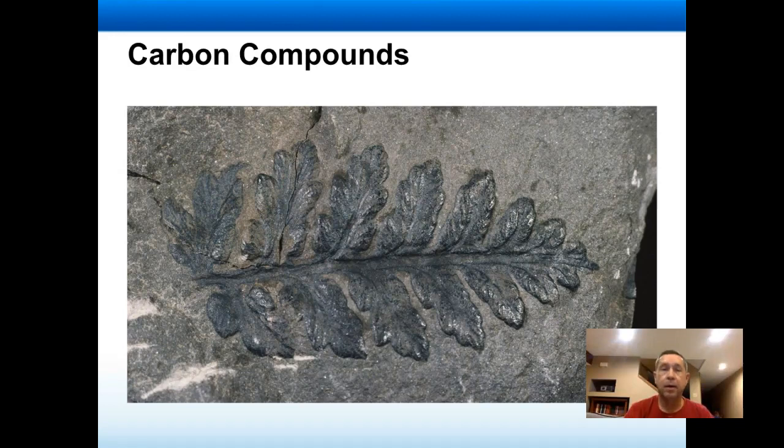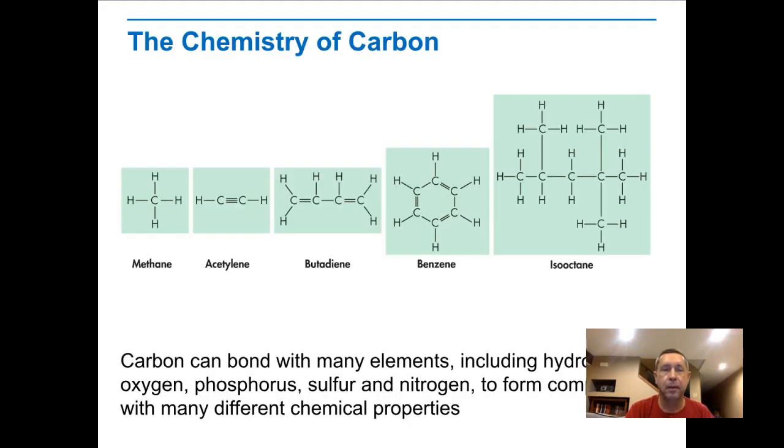Okay, in this video, we're going to talk a little bit about carbon compounds, or compounds that make up the bulk of living things. They contain carbon, which is a very important type of atom because of some of its properties. So let's talk a little bit about carbon. Carbon can bond with many elements, including hydrogen, oxygen, phosphorus, sulfur, and nitrogen, to form compounds with many different chemical properties. As you can see, it can form up to 4 covalent bonds.